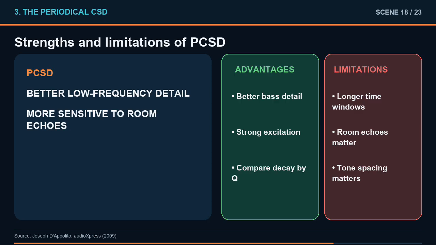Periodical CSD offers two useful advantages. Pulsed sine waves provide strong excitation, and the period-based scale improves low-frequency detail. But the technique also has limits. The longer effective time span at low frequencies makes the result more vulnerable to reflections in a reverberant room, and if the sequence contains too few test frequencies, it may miss a narrow resonance between them. Ordinary CSD and periodical CSD are therefore complementary tools. Each reveals behavior that the other may not show clearly.